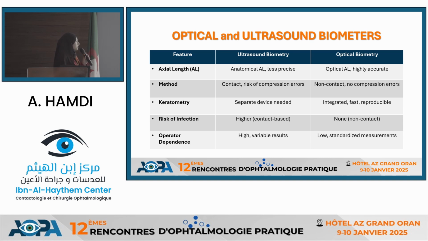For keratometry, with ultrasound biometry we always need to utilize another device to do the keratometry measurement. However, most or all optical biometers come with keratometry measurement integrated in the device. For the operator dependency, it's very high for ultrasound, so it gives us variable results. However, in the optical biometry, most devices are automated, so the dependency on the operator is very low.